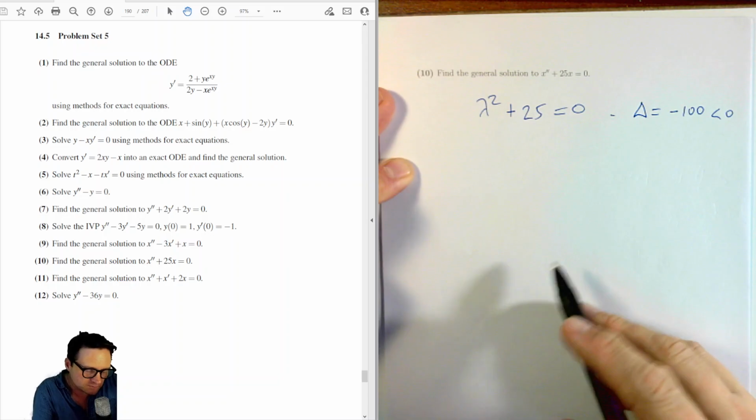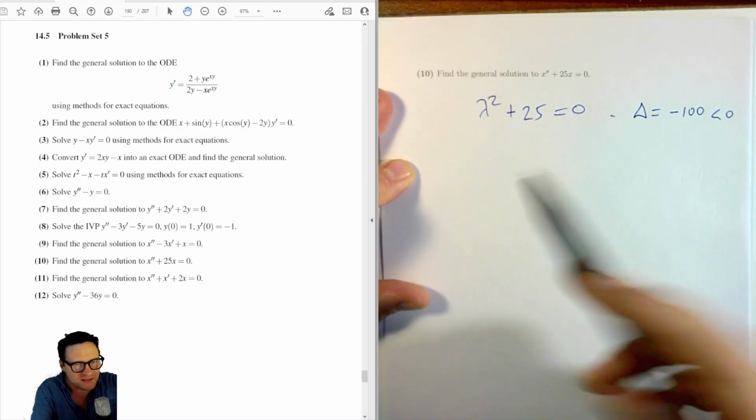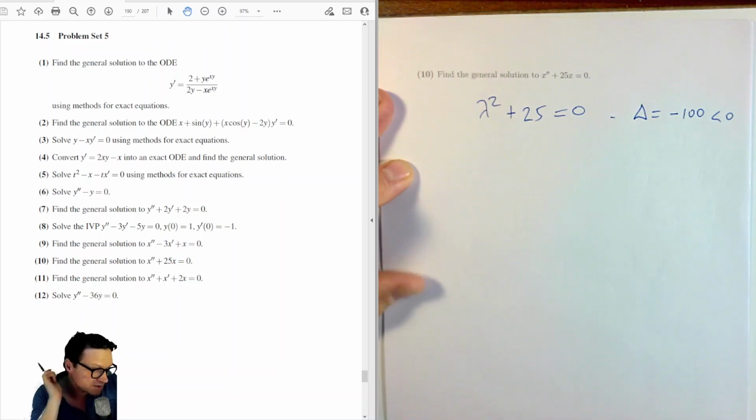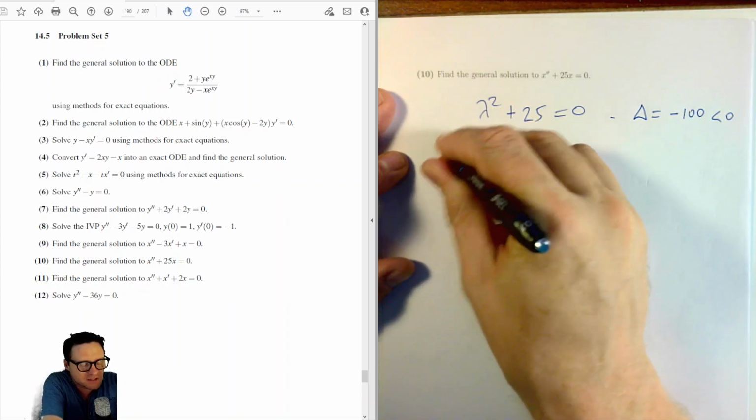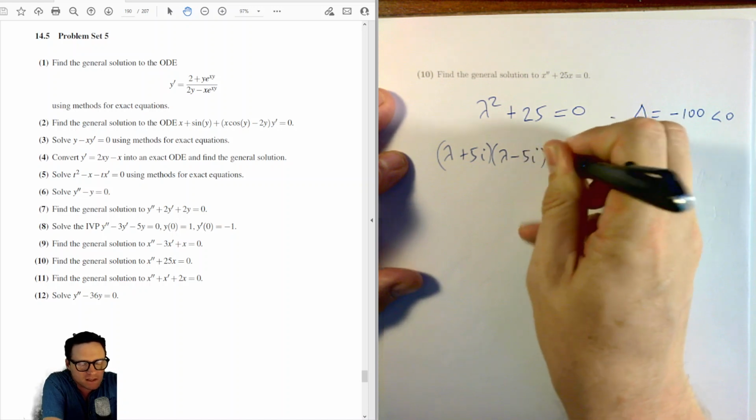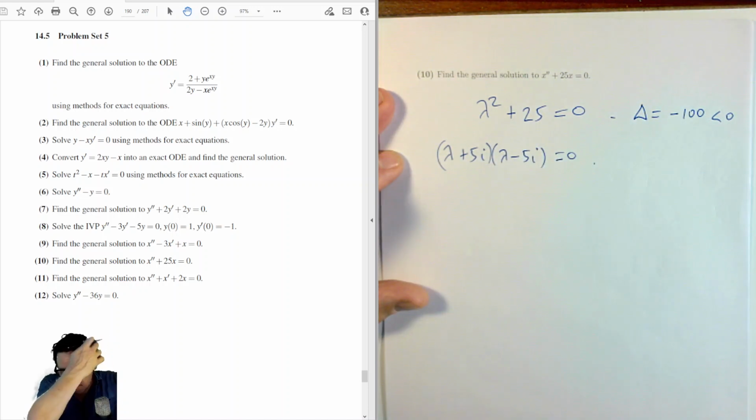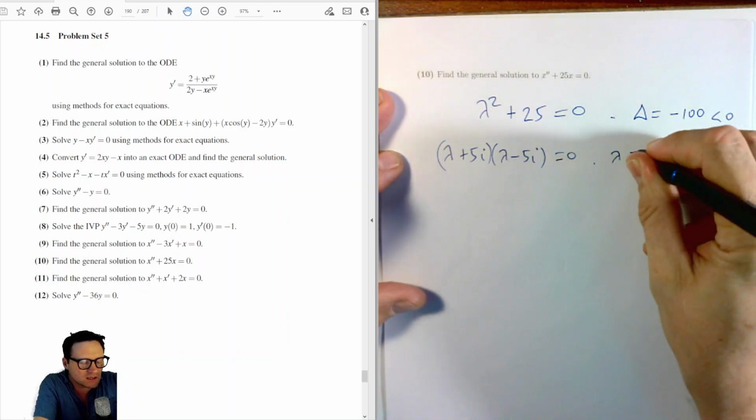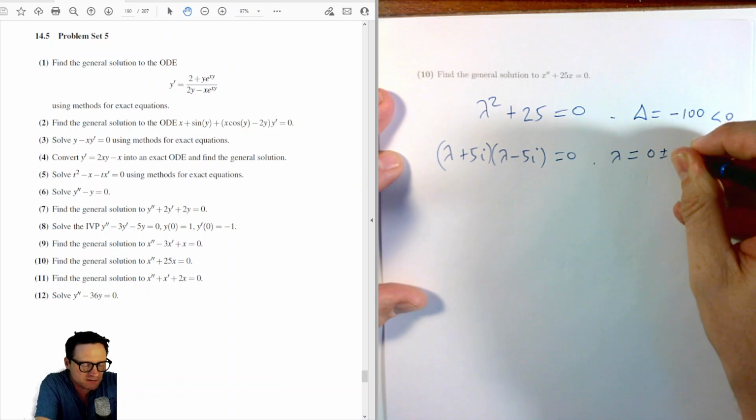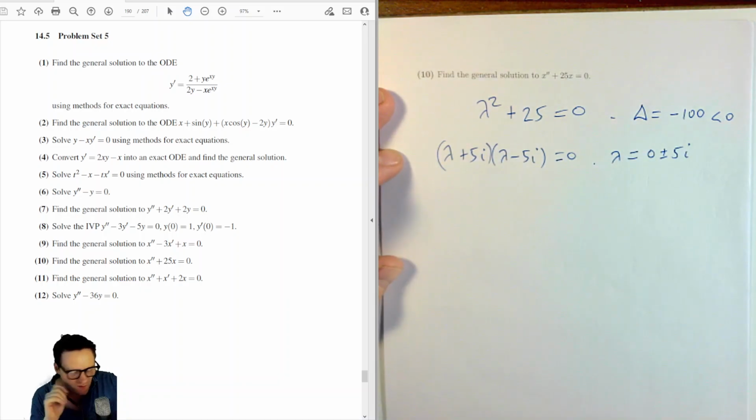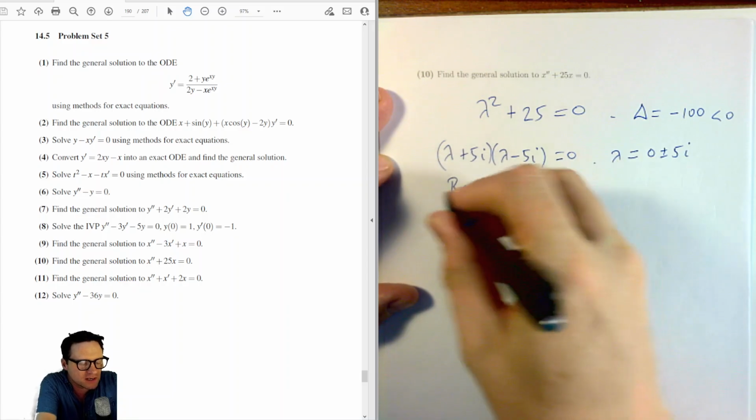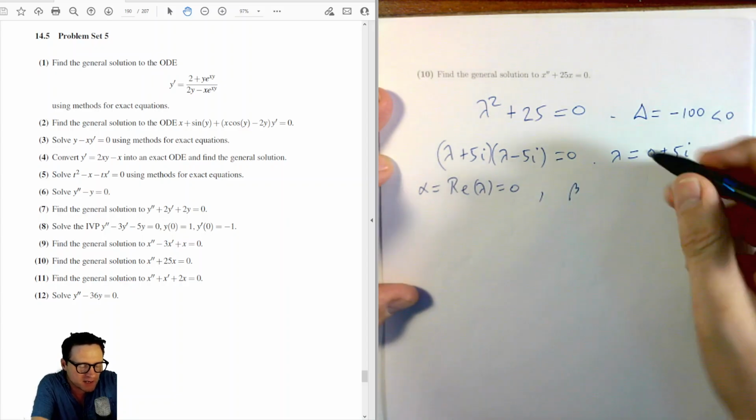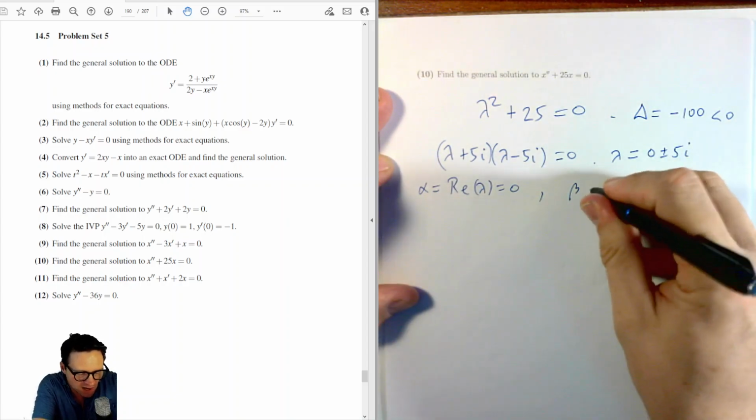But we can factorize this over complex numbers or Gaussian integers because it'll be an integer times i. So we can write this as lambda plus 5i times lambda minus 5i equals 0. And so we get lambda equals 0 plus or minus 5i. Okay? So it's not real. All right, now what is the real part of this? The real part of lambda is 0, and this is our alpha. And the imaginary part, beta, we'll just take the absolute value of plus or minus 5, and we get 5.